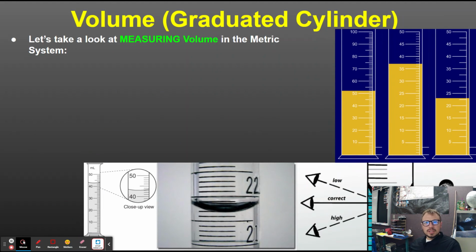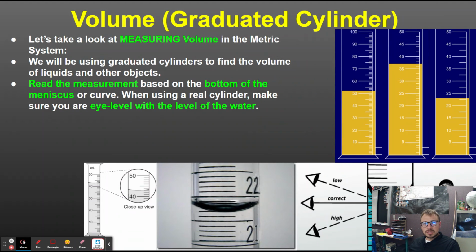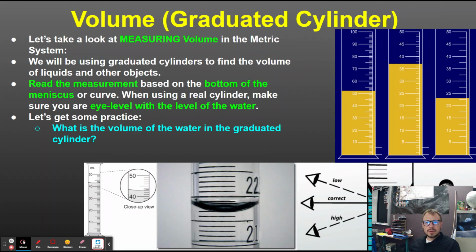Now, when we're measuring volume, when we're measuring liquids, we use a graduated cylinder. So what you do is you read the measurement based on the bottom of that meniscus. When using a real cylinder, make sure you're eye level with the level of the water. So let's get some practice. What is the volume of the water in the graduated cylinder?